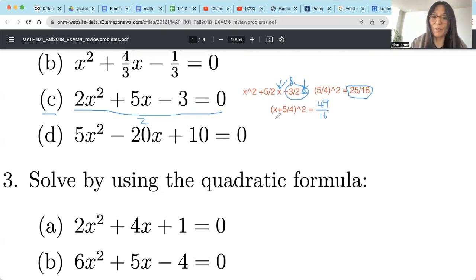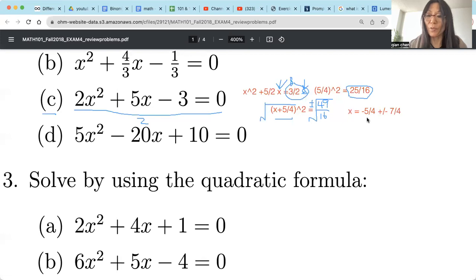Now we're ready to square root because we have a perfect square on the left-hand side. Square root of the left-hand side, square root of the right-hand side, we get a plus or minus, two values. So x plus 5/4 equals plus or minus 7/4. Right? So move positive 5/4 to the other side, it becomes negative. So I have negative 5/4 plus and minus, I'm writing it this way. And the square root of 49 is 7. The square root of 1/16 is 1/4. So that's our answer.